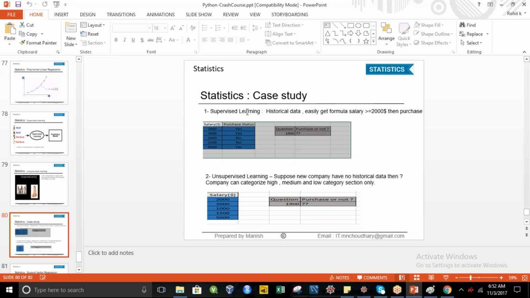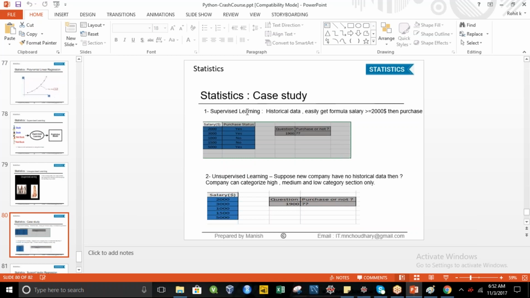So we have historical data, and that historical data is already labeled. We already found out the relation and formula. That time we are using supervised learning.